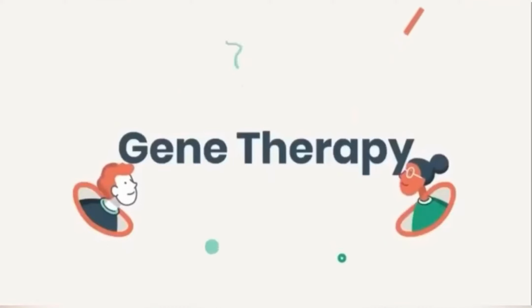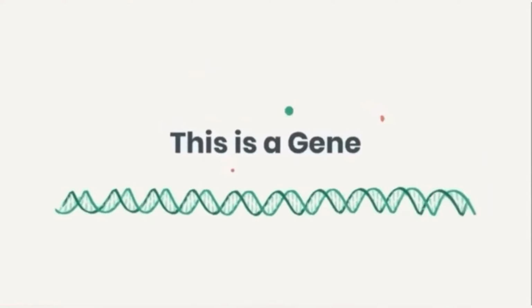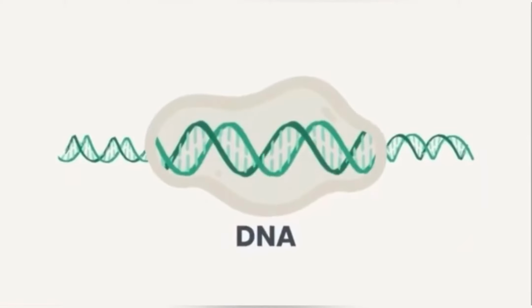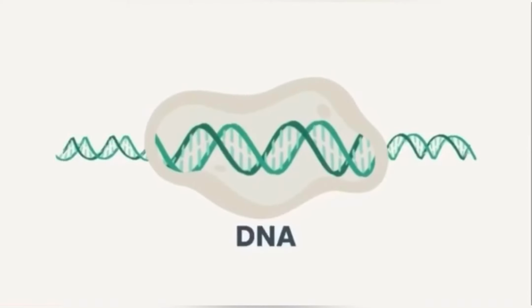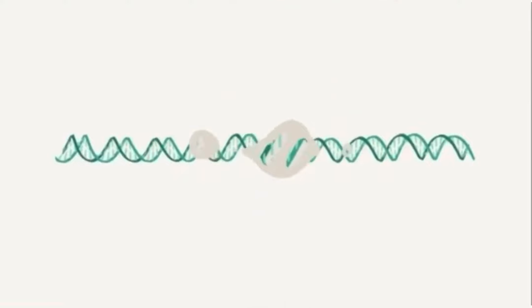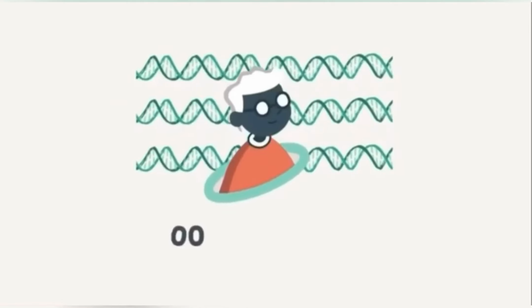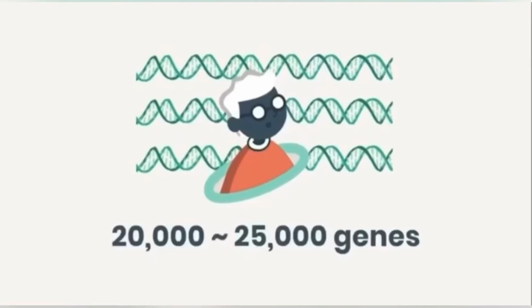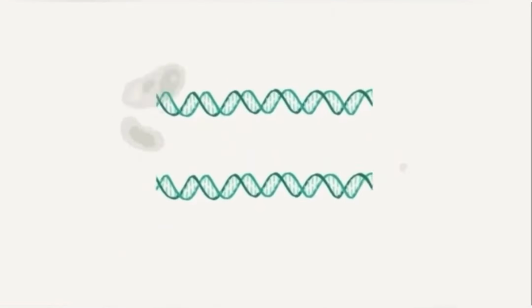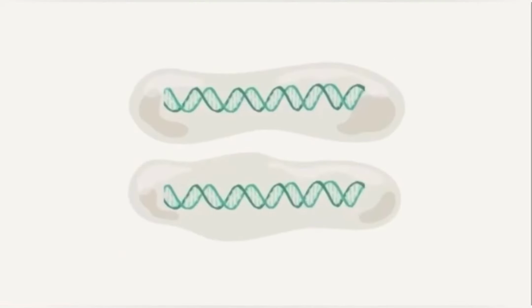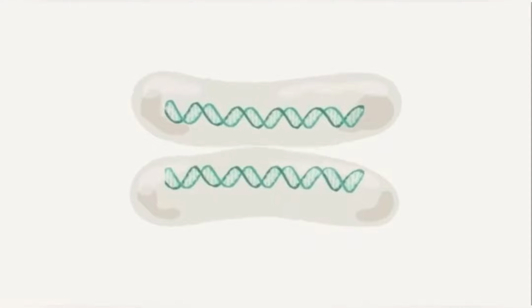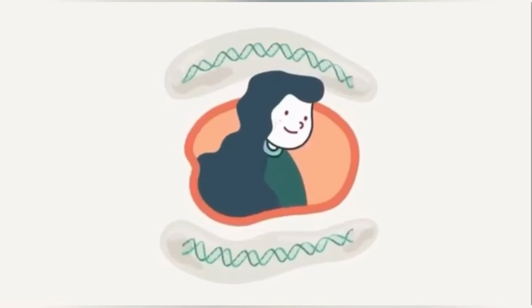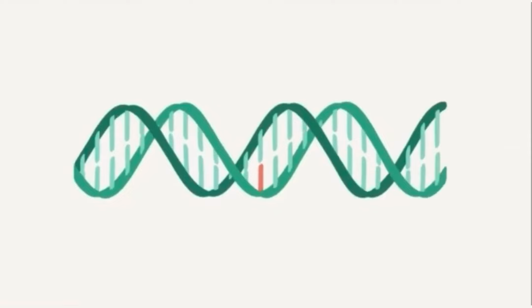First, let's start with the basics. This is a gene. Genes are made up of DNA, which are the blueprints to build the enzymes or proteins that do the work for your body. As far as we know, humans have between 20,000 and 25,000 genes, and most people have two copies of each gene inherited from each of our parents. They are the building blocks of our physical makeup, from the color of our hair, to our athletic abilities, to our immune system. But sometimes genes aren't built correctly.